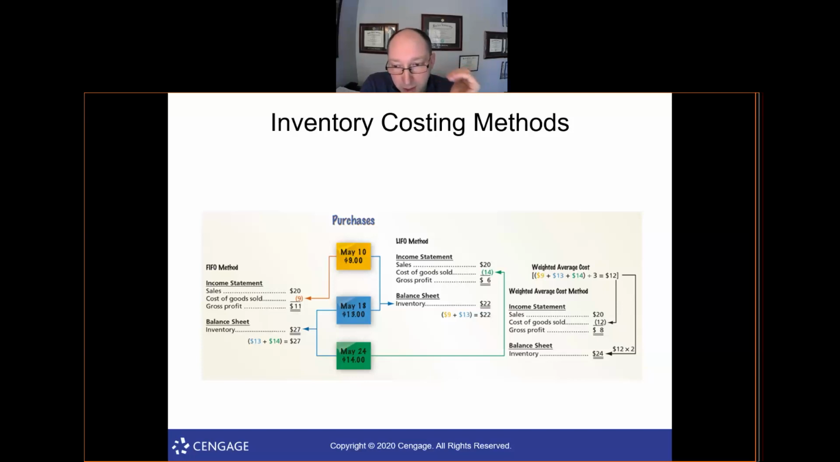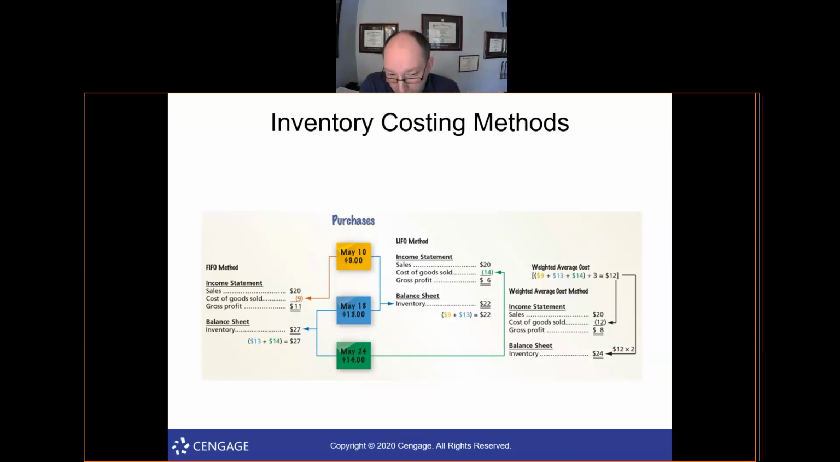$20 is still my sales price. My cost of goods sold is now 14. Why is it 14? Because the last one that I purchased cost me $14. So 20 minus 14 is 6. $6 gross profit. That's the lowest out of the three methods. My ending inventory is $22.